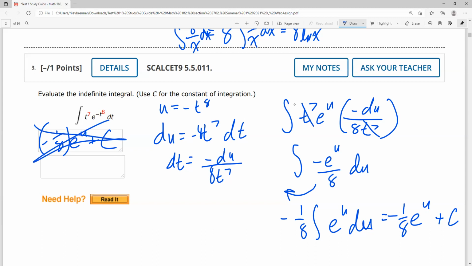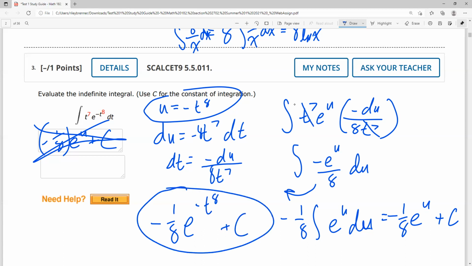So this is actually not the right answer. We need to plug what we had for u back into our answer. So instead of negative 1/8 e to the u, we need to plug in what u was. The answer will be negative 1/8 e to the negative t to the 8th, plus c. And this is our actual answer. Thank you for catching that.